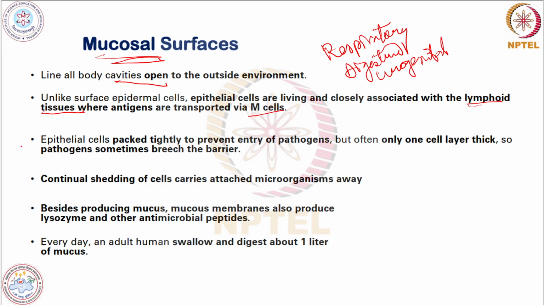These epithelial cells are packed tightly to prevent the entry of pathogens, but they are often only one cell thick. So pathogens sometimes breach this barrier because it is a single layer.